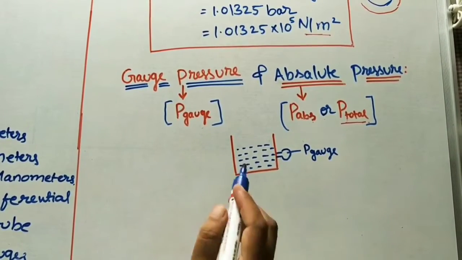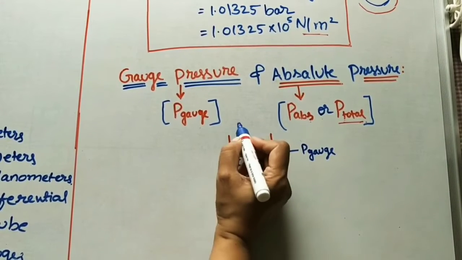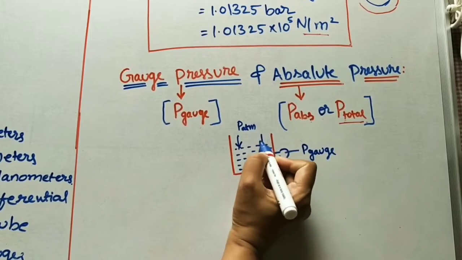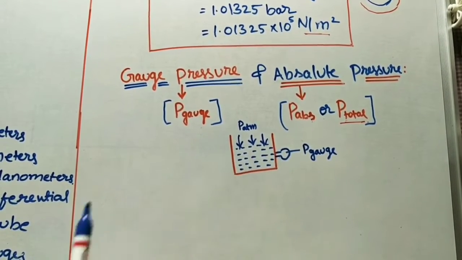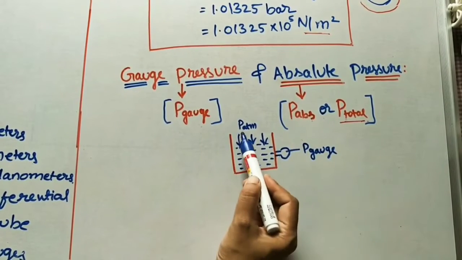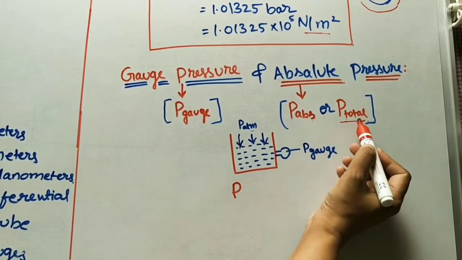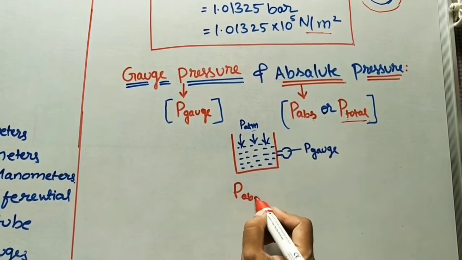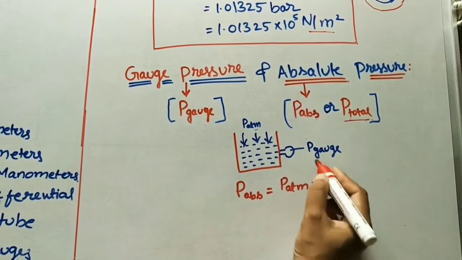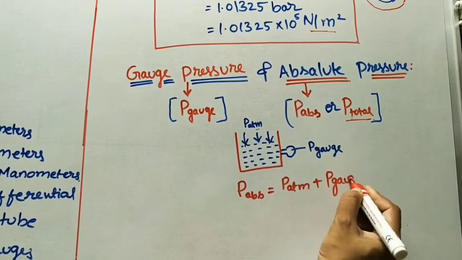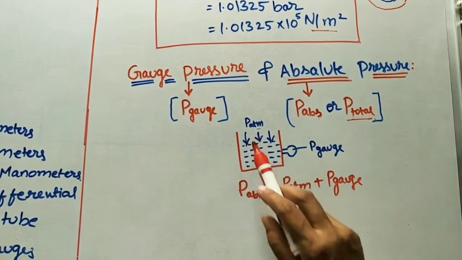P absolute pressure means, first let us take, here air is there. So this liquid surface, or the entire liquid, is subjected to P atmospheric, because it is surrounded by air. So this liquid is subjected to two pressures: one is liquid pressure, P gauge pressure, as well as P atmospheric pressure. So what is the total pressure? It is called P total or P absolute pressure. I am writing P absolute is equal to P atmospheric plus P gauge.